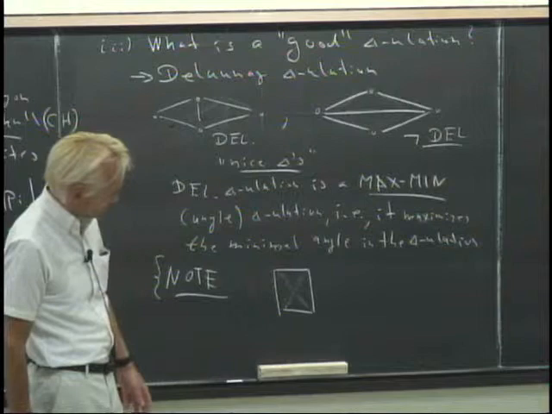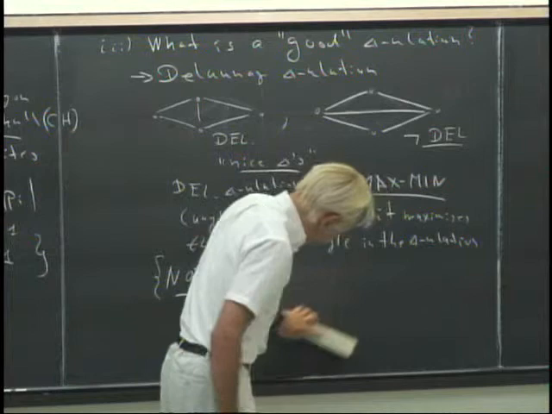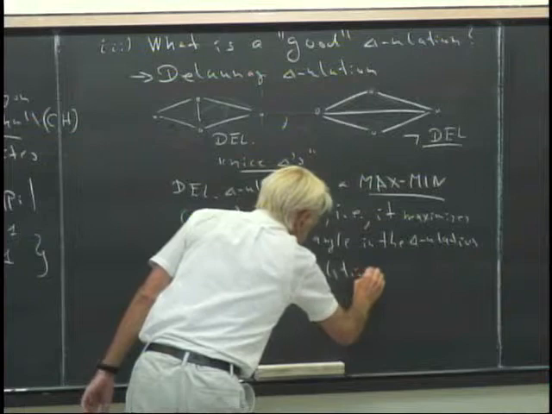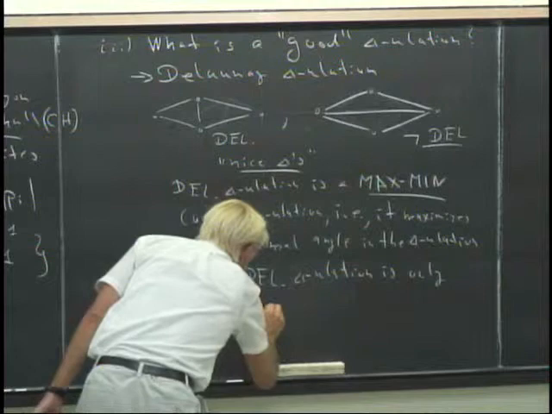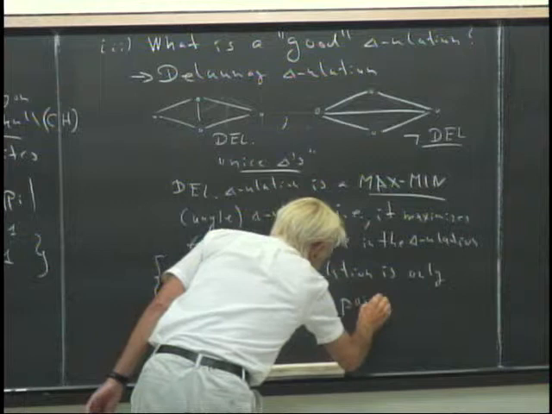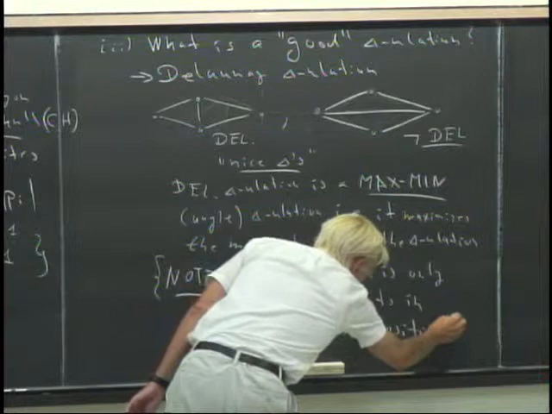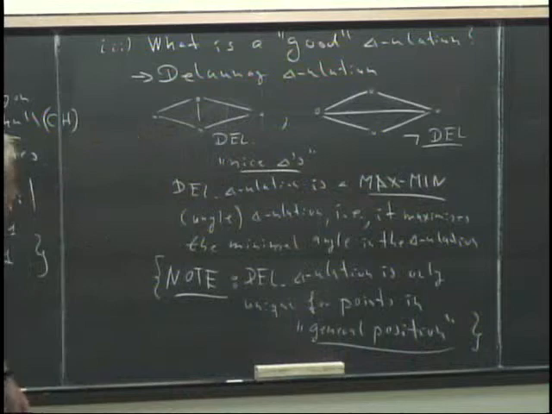Okay. So note, when points are not in general position, then you can have non-uniqueness. A Delaunay triangulation is only unique for points or sites in what is called general position. And that's all I can say. Look that up in the computational geometry literature, what that means.